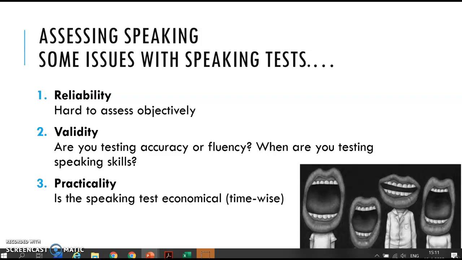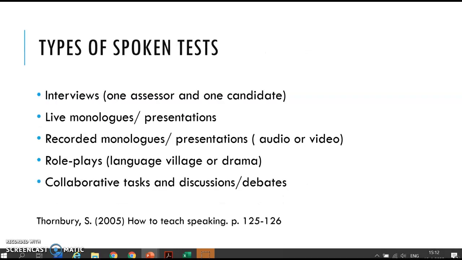And then speaking tests are highly impractical because you really need to listen to one of your students speaking if you'd like to assess their fluency or their speaking skills, and it takes a lot of time. So these 3 issues are part of speaking assessment and make it very difficult. So let's look at a few of these.